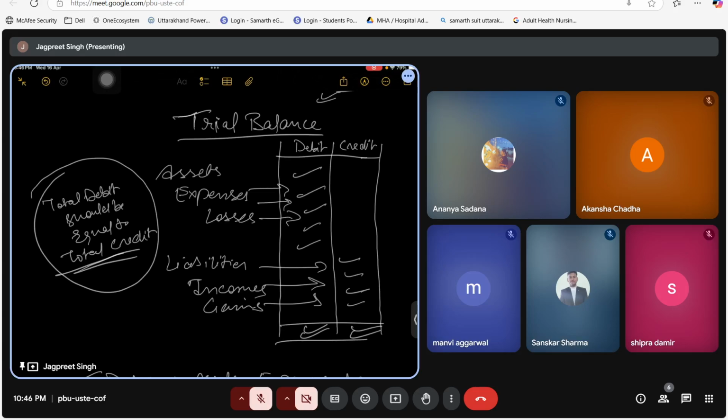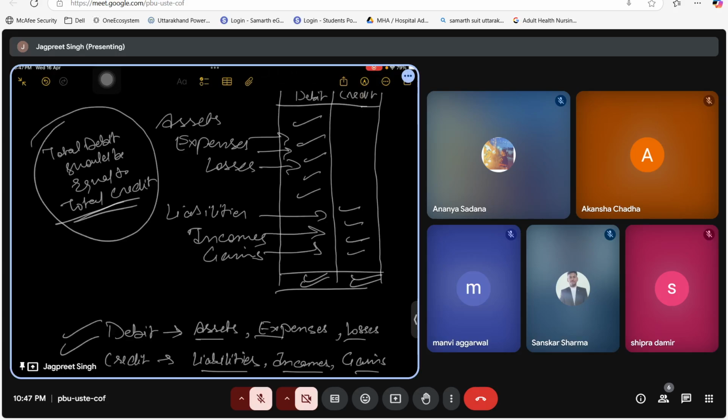Sometimes we get a messed up question in which no debit or credit is mentioned. We have to find out which balance is a debit balance and which balance is the credit balance. So from the trial balance, we will prepare the trading and profit and loss account and balance sheet.